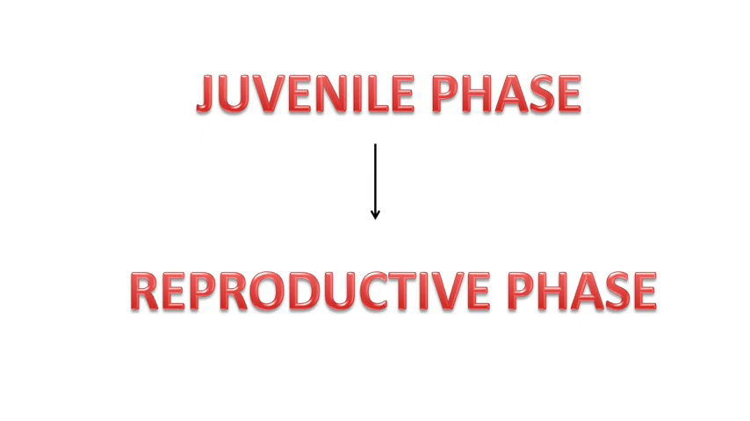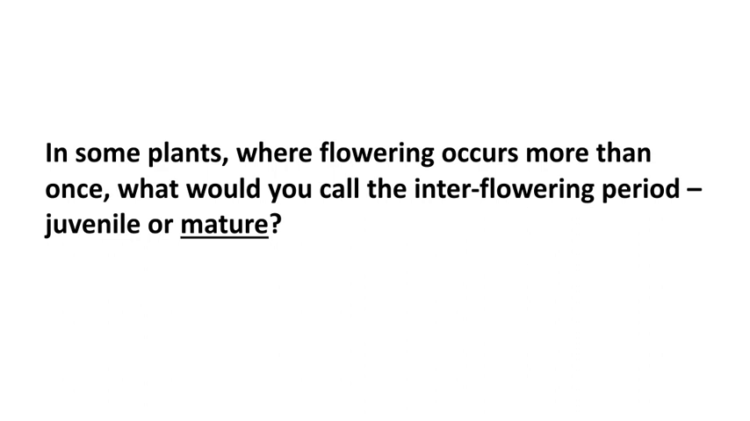So moving on. Now in some plants where flowering occurs more than once, what would you call the inter-flowering period, juvenile or mature? So it's a question. Suppose a plant flowers 2 times a year. Once the flowers start coming, it means it's a reproductive phase, right? Now after a particular season the flowers stop coming, and then in another season the flowers again start coming. So what would you call the phase in between?